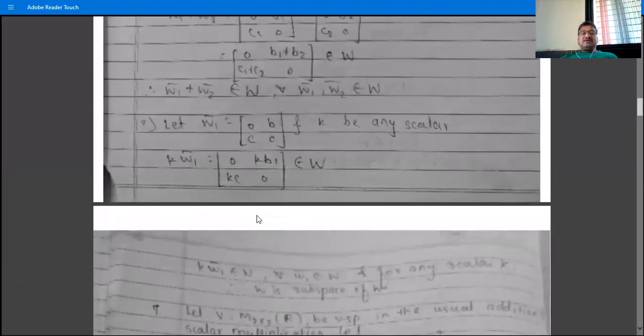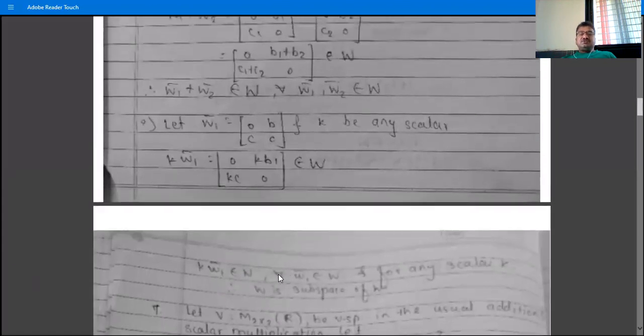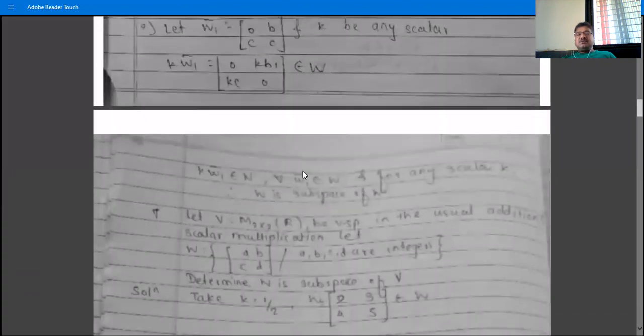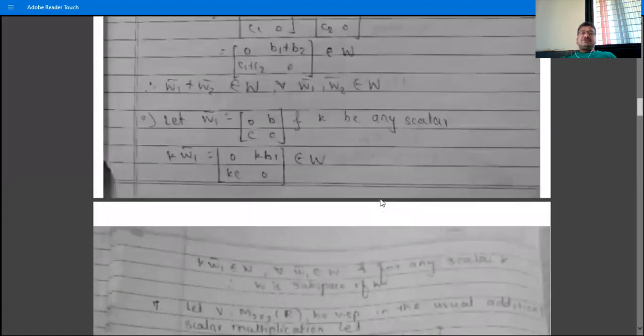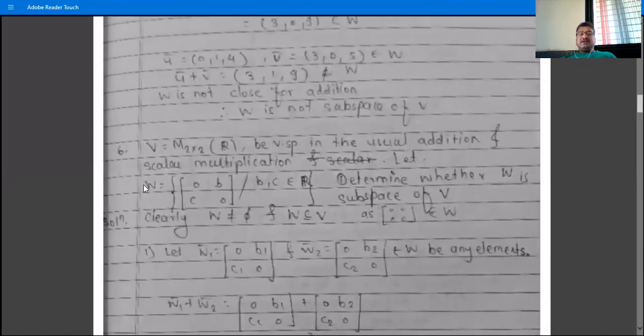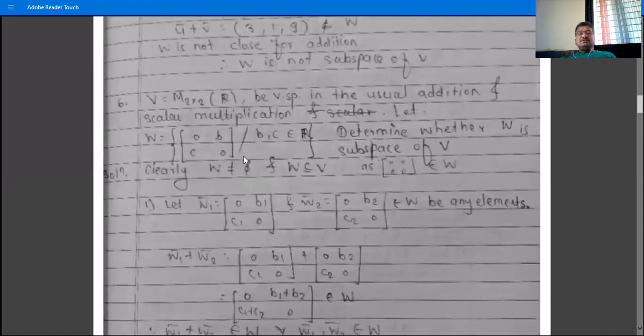That is the second condition: any scalar and any element of W, their multiplication belongs to W. Why is it true for all W1? Because W1 is any element of W, so we say it is true for all elements of W. So K W1 belongs to W for all W1 belonging to W and for any scalar K, and therefore W is a subspace of V. This set is a subspace of V because this set satisfies the two conditions.